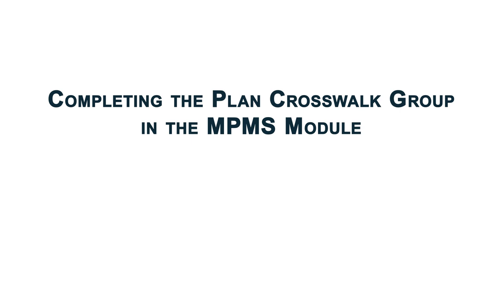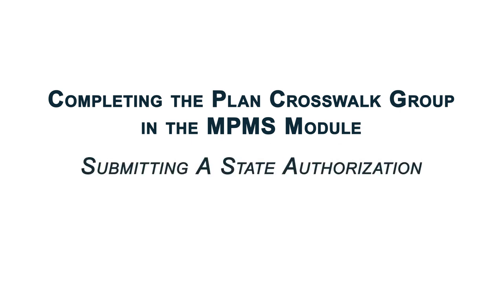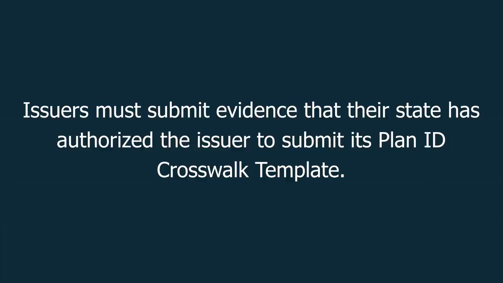Finally, let's walk through how to submit a Plan ID Crosswalk state authorization. Issuers must submit evidence that their state has authorized the issuer to submit its Plan ID Crosswalk template. Evidence of state authorization, such as a signed state authorization form that can be downloaded from the Plan Crosswalk webpage of the QHP certification website, must be submitted along with a completed Plan ID Crosswalk template.